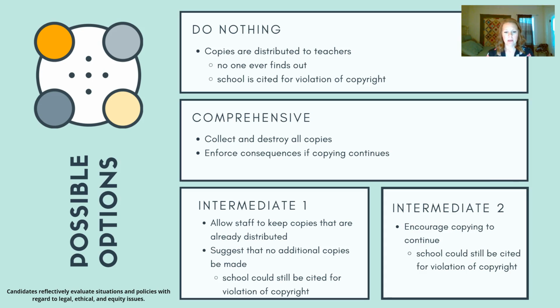The first intermediate option I came up with was allow staff to keep copies that are already distributed and suggest that no additional copies be made. A possibility with that is that the schools could still be cited for violation of copyright. Intermediate option number 2 is to encourage copying and to continue the process. Again, they might not find out, or they could still be cited for violation.